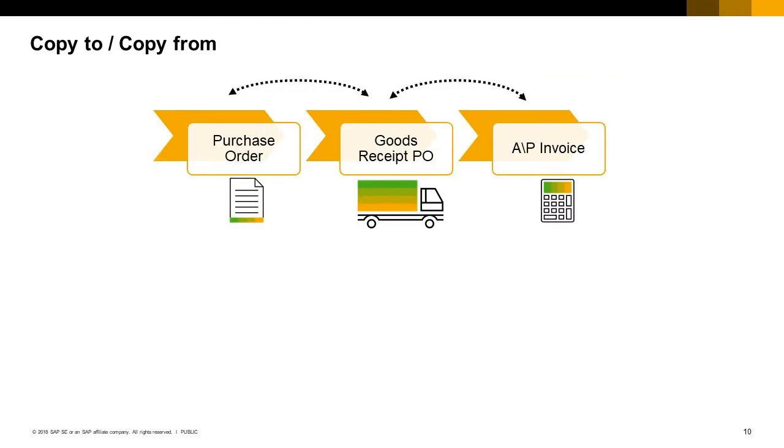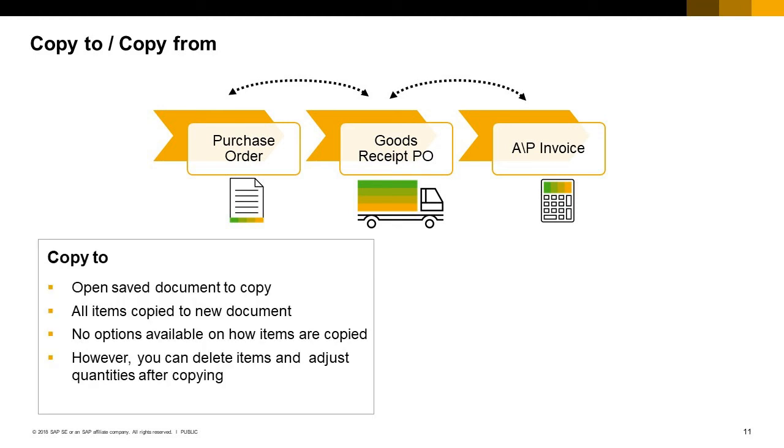Purchasing documents build on each other. Often, a purchase order becomes a goods receipt PO that records the vendor's delivery and finally an AP invoice when the vendor's bill is received. You can quickly copy a document to the next document in the sequence using the Copy to button.